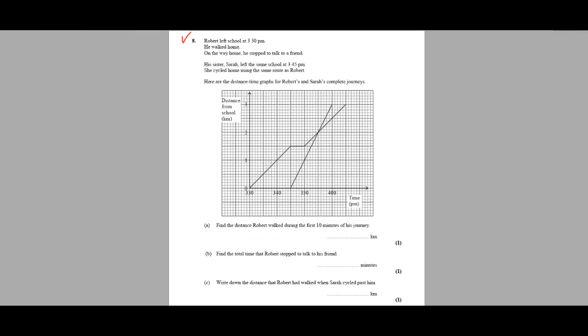Okay, sir. Robert left home at 3:30 p.m. He walked home. On the way home, he stopped to talk to a friend. His sister Sarah left the same school at 3:45 p.m. She cycled home using the same route as Robert. Here are the distance time graphs of Robert and Sarah's complete journey.